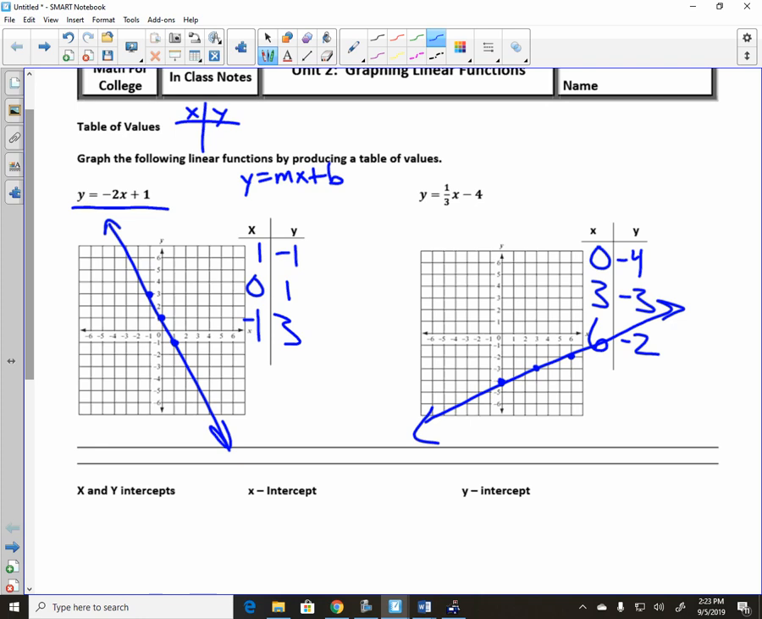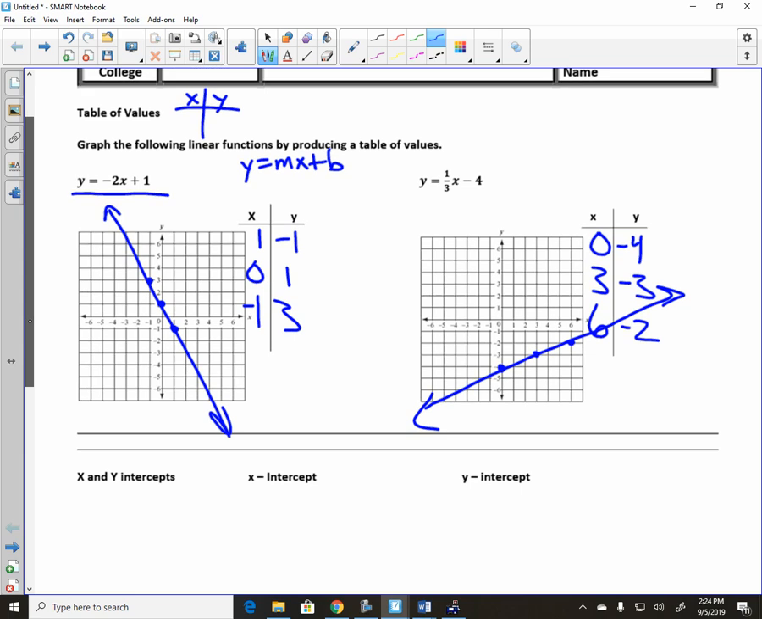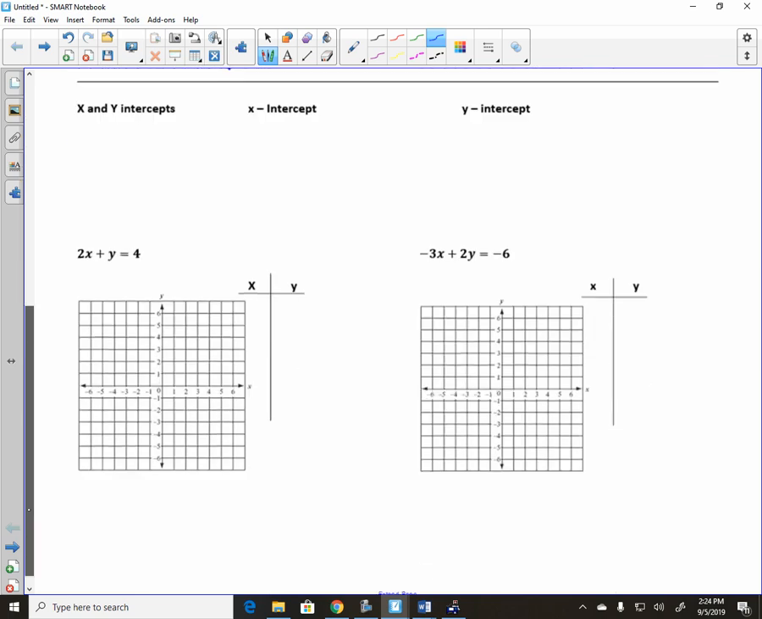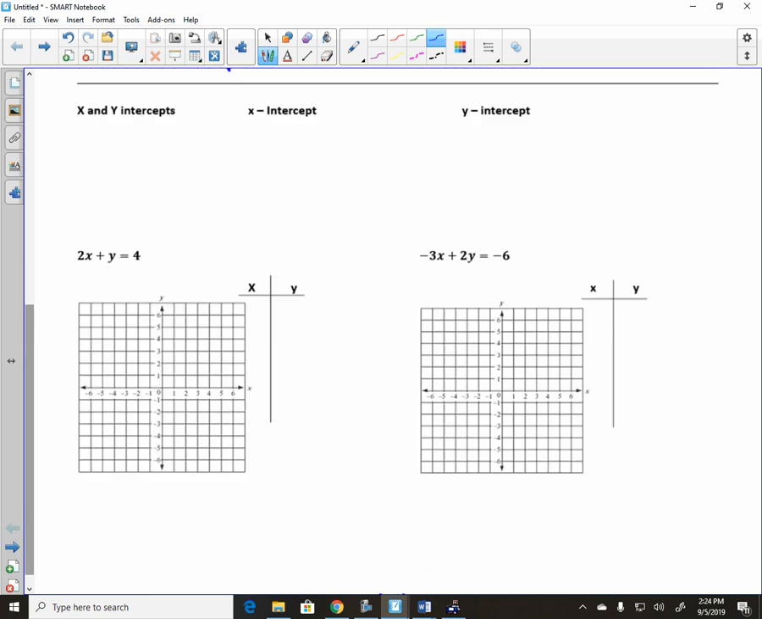Any questions on making a table? I would encourage you to never make a table for a line, but you might run out of ideas and have to go back to that. I'm going to show you other ways that I believe are more effective. Are you ready? X and Y intercepts.